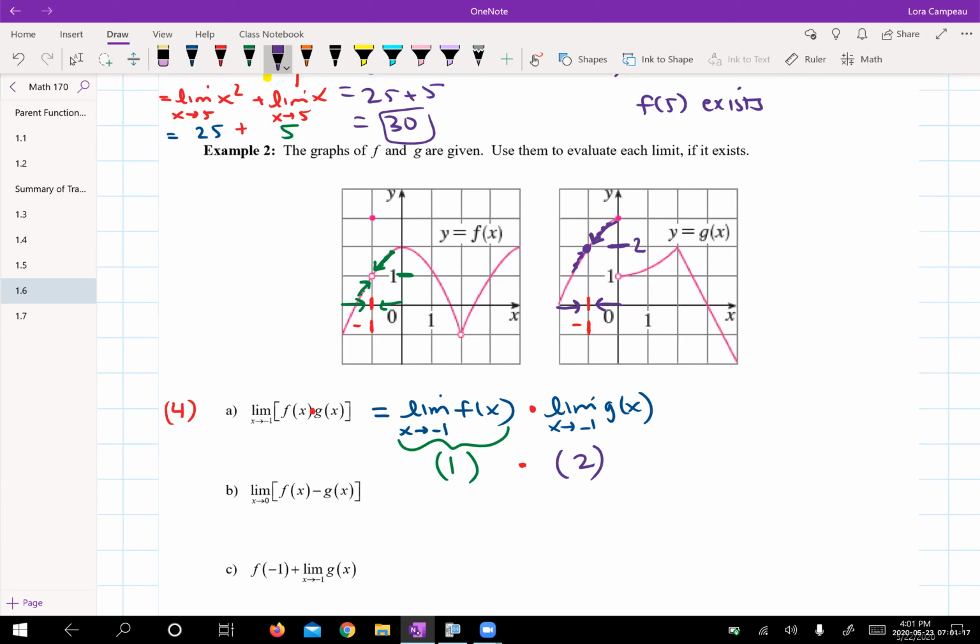Now, if we're going to find the limit of the product of these two, using property number 4, we multiply this out, and we will get 1 times 2 equals 2. So a little composition there.